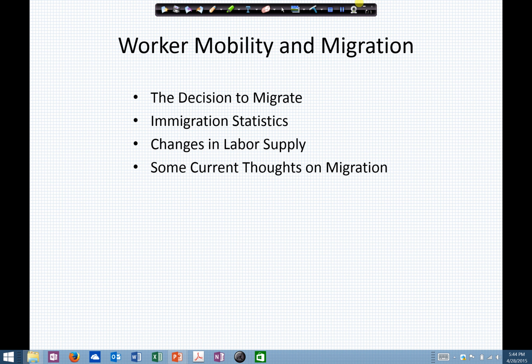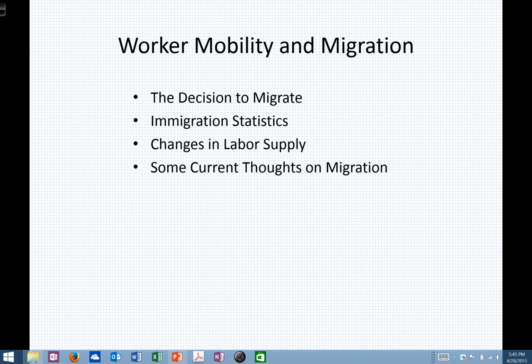In this module, we're going to discuss worker mobility and migration. We've talked about mobility a little bit already, and we've talked about migration a little bit as well, but we'll talk about both in a little bit more detail in this case and draw some models that will help us understand the effects of mobility and the effects of migration or immigration.